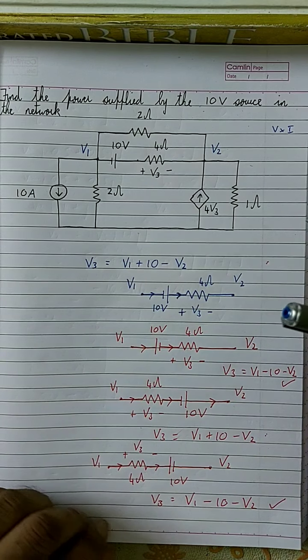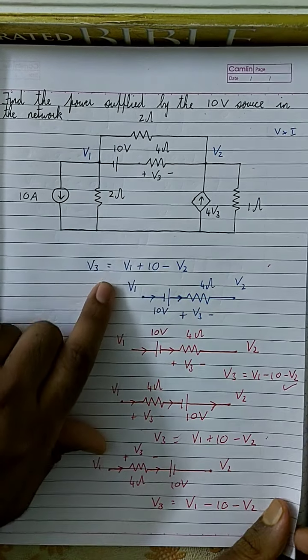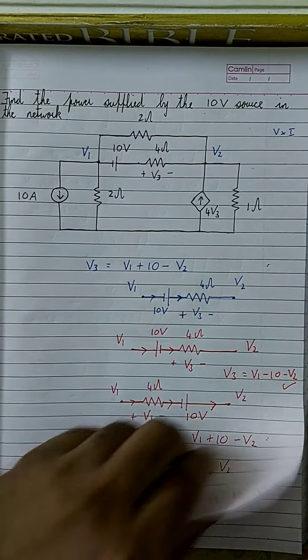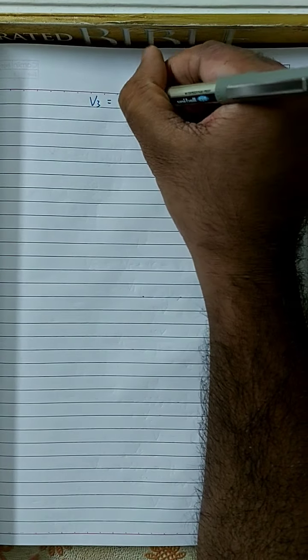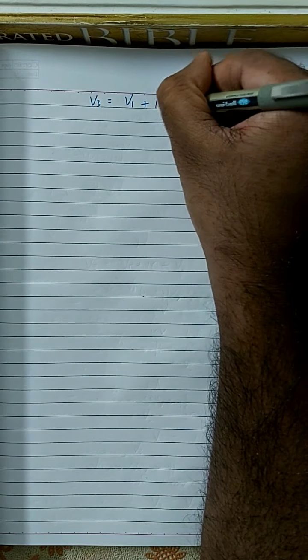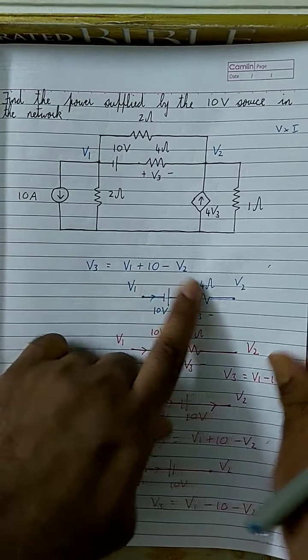So now let's do this question based on node analysis. Here I'm going to apply the equation for node V1. I have already expressed the equation for V3. Let me write it: the equation of V3 is equal to V1 plus 10 minus V2. Okay, this is the equation for V3.